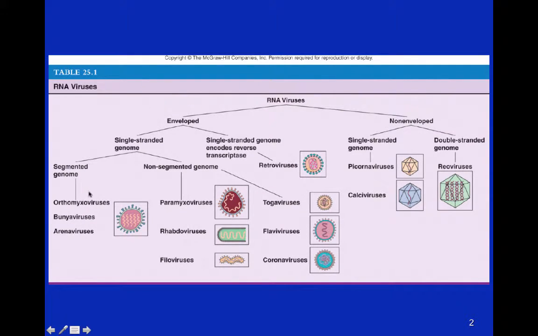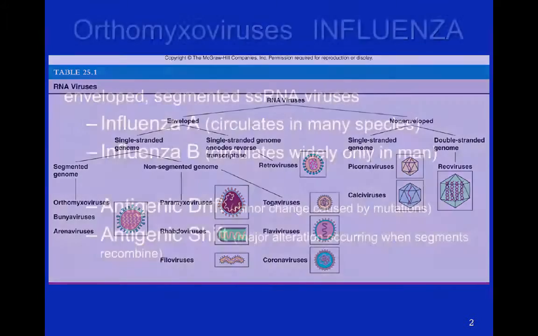So we'll talk about the Orthomyxo, Bunya, Arena, Paramyxo, Rhabdo, Filo, Toga, Flavi, Corona, the Retroviridae, Picorna, Calici, and the Reo, which again are the only dsRNA genome out of all of these.